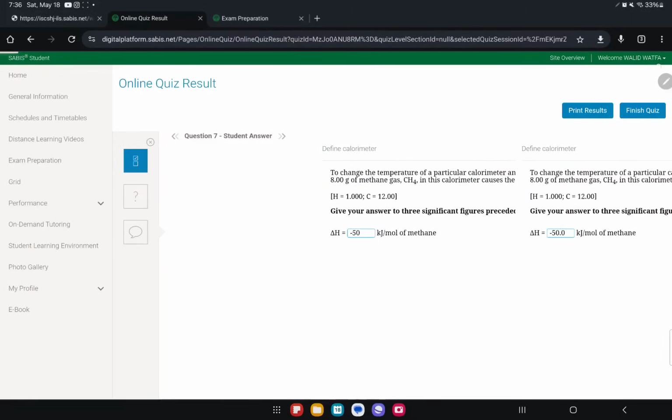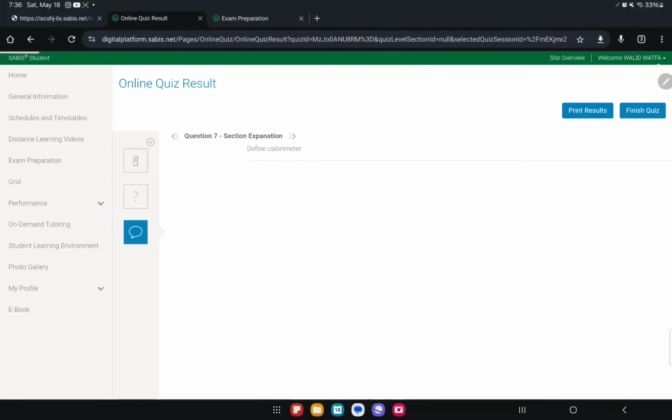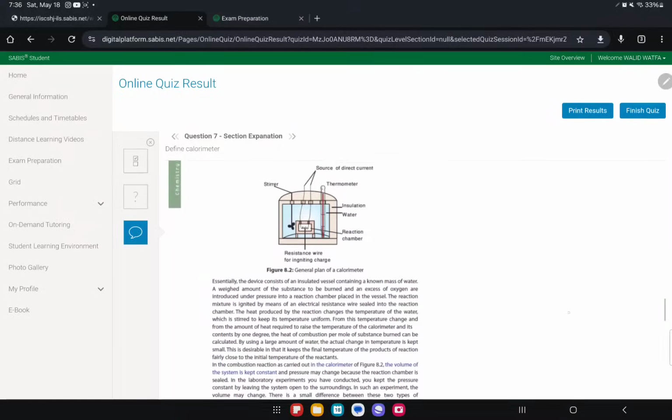Question 7. Okay, this one, what is a calorimeter? You use it to measure the heat change. Which one represents a calorimeter? It's this one. In the exam, they might give you this in the written to label the calorimeter. Okay, it's this one here.